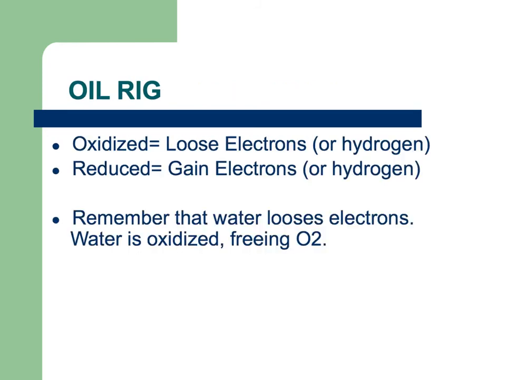Now we went over this last week, so I want to quickly remind you again, OIL RIG: oxidation is to lose electrons, where reduction is to gain electrons, and a lot of people get that confused. Even though something's being reduced, it's gaining electrons. So water is losing electrons, it's being oxidized and going to O2. If you remember from respiration, the opposite happened. During respiration, oxygen was being reduced to water.